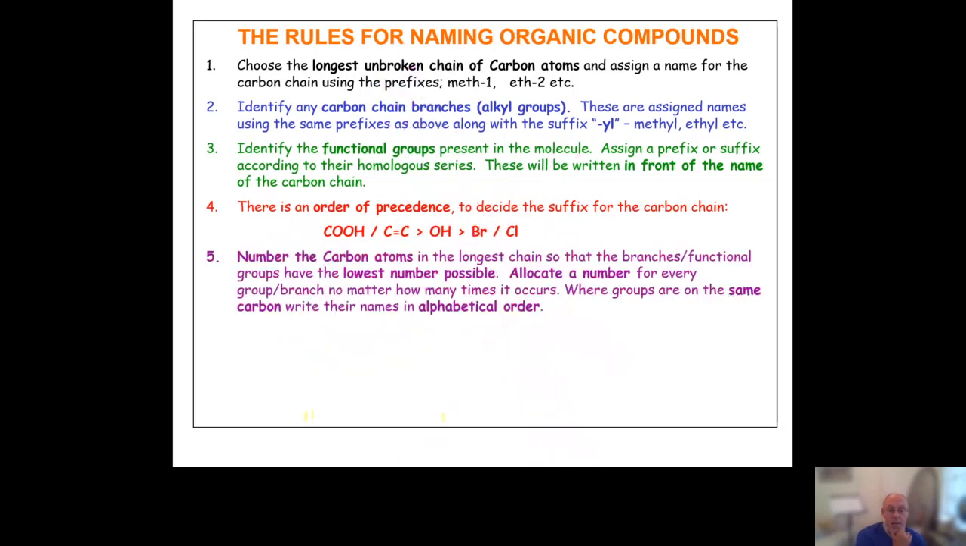Now there's an important bit. You've got to number the longest carbon chain. So the one that you used in the first rule, when you got your longest carbon chain and named it meth, eth, prop, but or whatever, you now need to number the carbon atoms in that chain, but you must number them in a particular way. You must start as close to the branches as possible. Start from the end closest to the branches, so that when you number them, the branches have the lowest numbers possible. We'll show you in a couple of examples in a minute. And you've got to allocate a number to every single branch, no matter how many times it occurs.